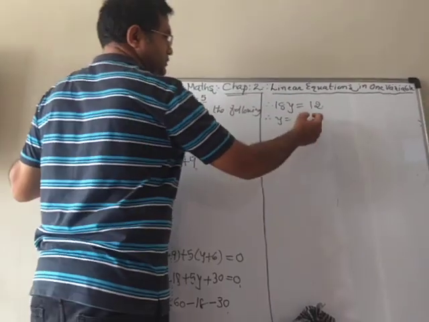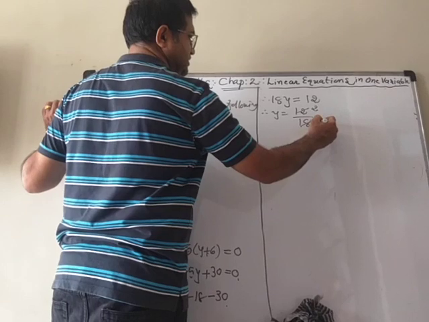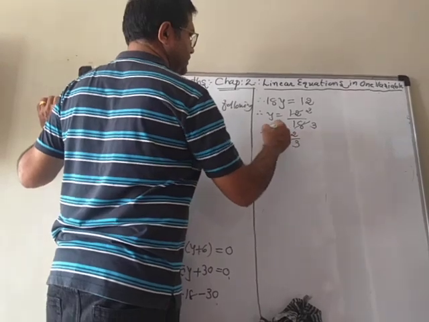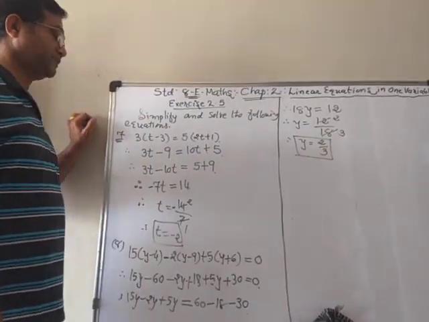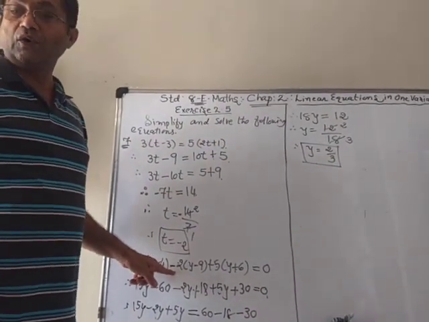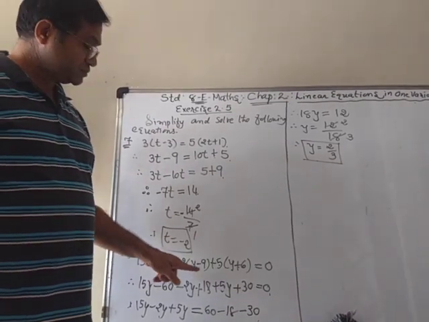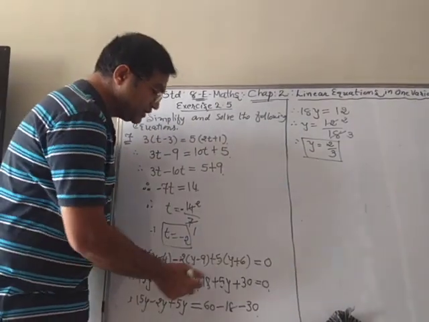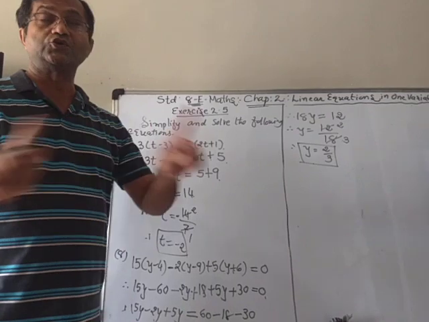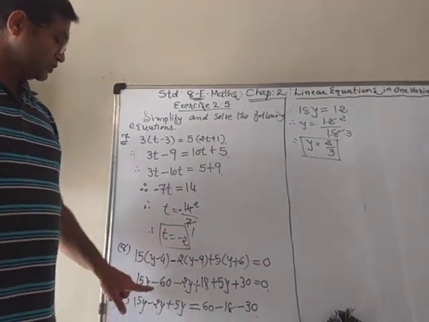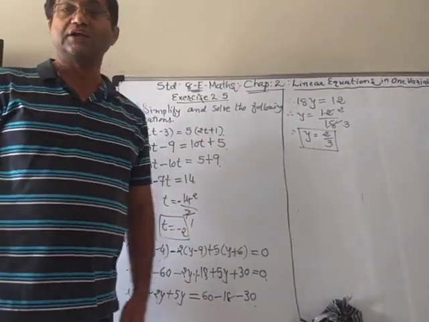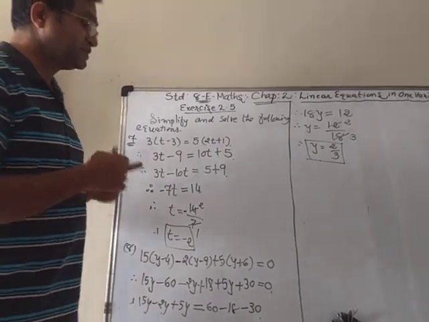Now cancellation: 6 2s are 12, 6 3s are 18. So you get y is equal to 2 upon 3. That will be your answer. So the only things to remember: first, when you open a minus sign, be careful. And the second thing, when you rearrange, if you're not changing the side from LHS to RHS, you don't need to change the sign. So here, your 15y minus 2y plus 5y is the same, but 60, 18 and 30 went to the other side, so we have to change the sign.